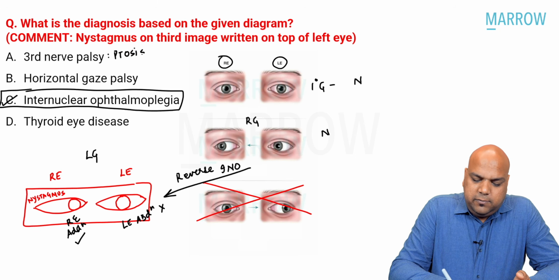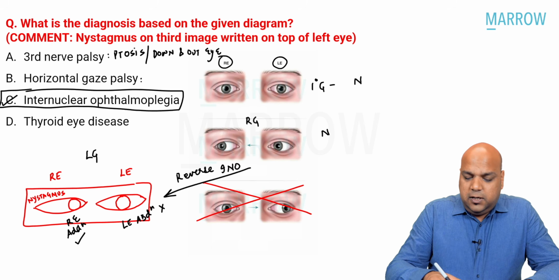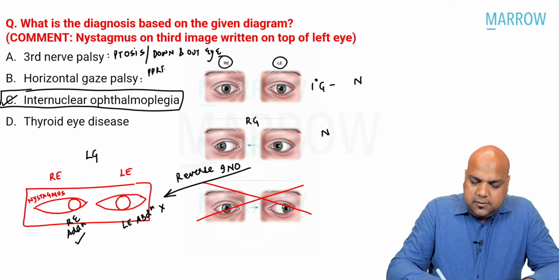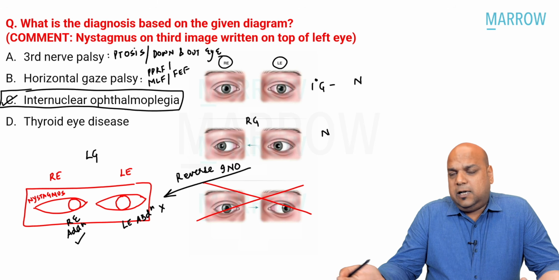Third cranial nerve palsy, we already know. We know that there would have been ptosis. There would have been down and out eye. Horizontal gaze palsy is a big term. It means PPRF lesion. It means MLF lesion. It means FEF lesion. So it can mean any of the three things. If you want to give a generalized answer, then yes. The better answer is internuclear ophthalmoplegia.